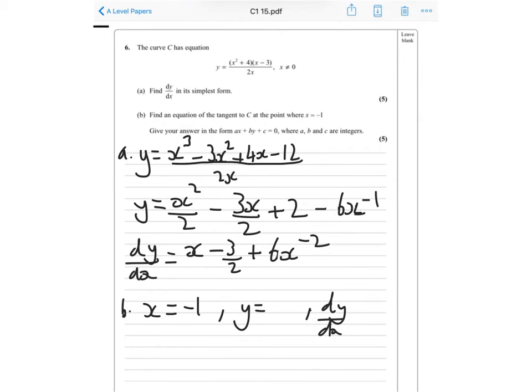Alright, so I think when you put it into y you get 10, is it? 10, yeah. Alright, when you put it into dy/dx, you should get 7 over 2. Right, you then use y minus y1 equals m(x minus x1), and rearrange, multiply out, rearrange, all that sort of stuff.